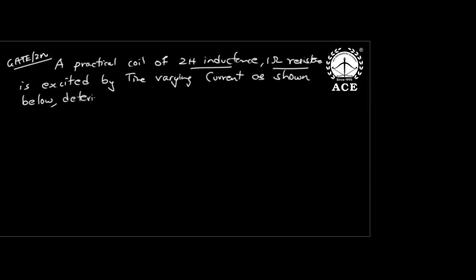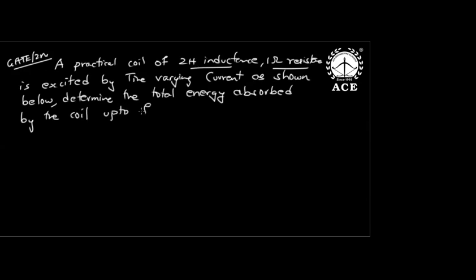Determine the total energy absorbed by the coil up to first 4 seconds, or until t equal to 4 seconds. A practical coil of 2 Henry inductance and 1 ohm resistance is excited by a time varying current as shown. Then determine the total energy absorbed by the coil up to first 4 seconds.